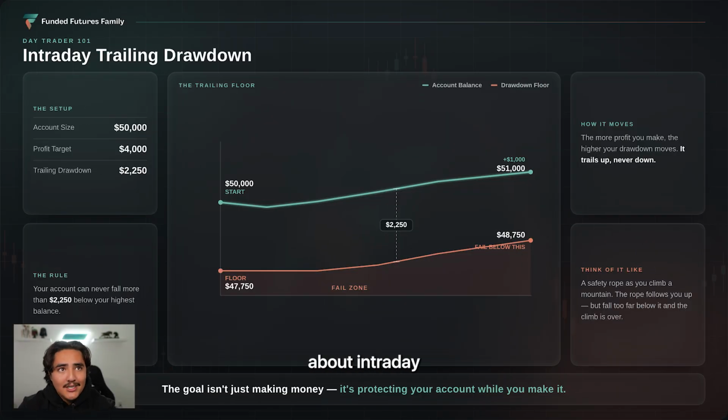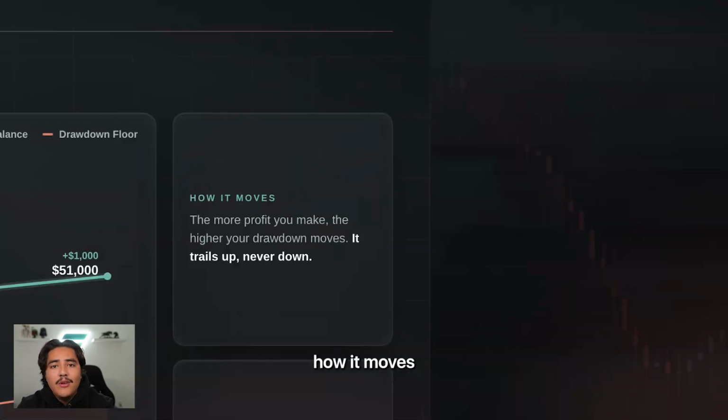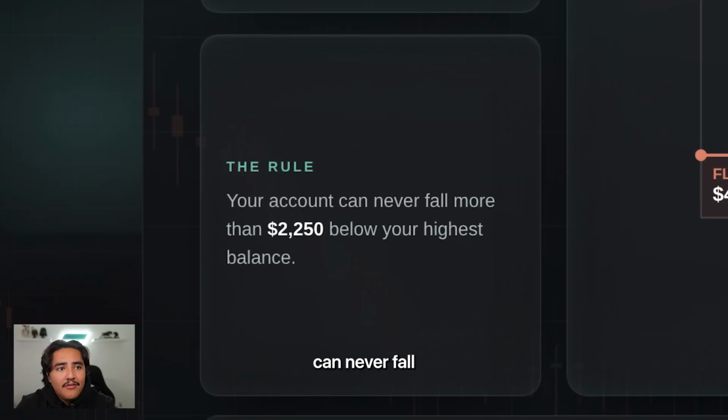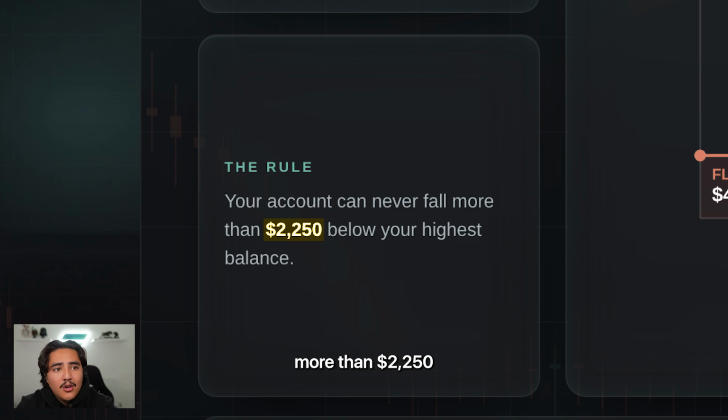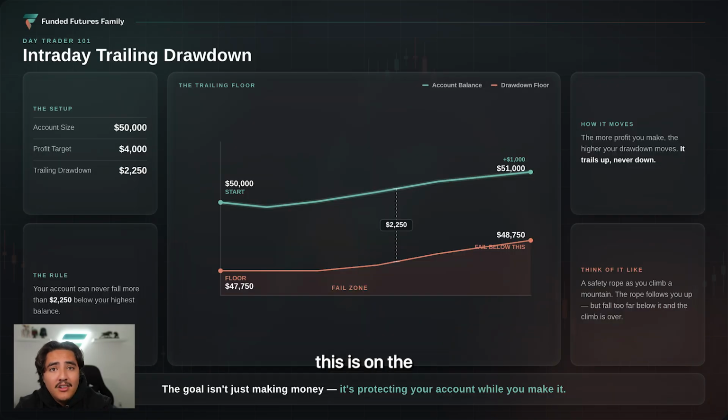Lastly, let's talk about intraday trailing drawdown. The intraday trailing drawdown is a little bit tougher. How it moves: the more profit you make, the higher your drawdown moves. It trails up, never down. The rule: your account can never fall more than $2,250 below your highest balance. The account size is $50,000, the profit target is $4,000, and the trailing drawdown is $2,250. I believe this is on a velocity account.